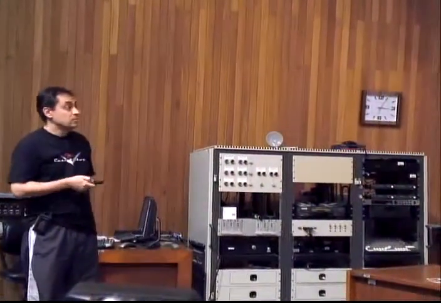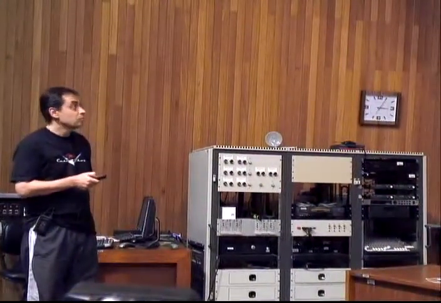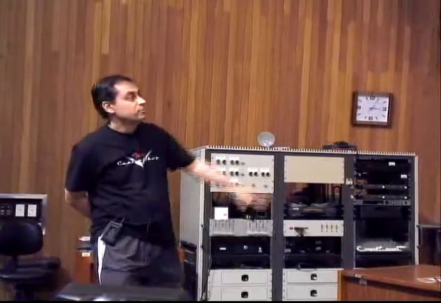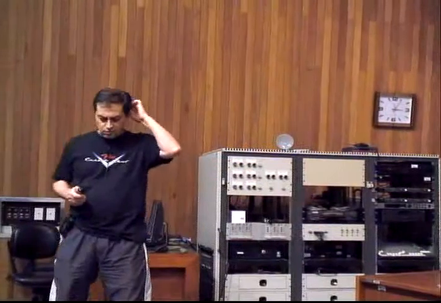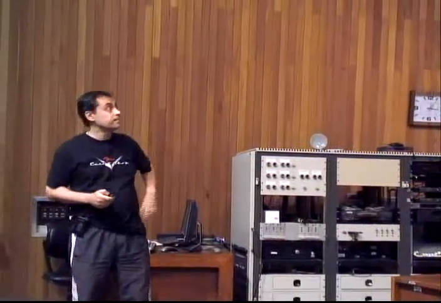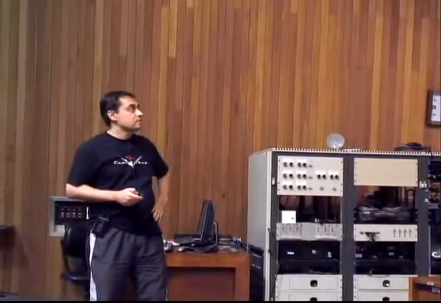So I will talk about some old result. It's already 5 years old, basically because I don't have anything new in dynamics to talk about. I was working on other things for the past couple of years. And it's joint work with Wellington de Mello and Alberto Pinto. And it concerns unimodal maps of the interval, which in this talk is normalized to be the interval -1, 1. The critical point is always at 0.